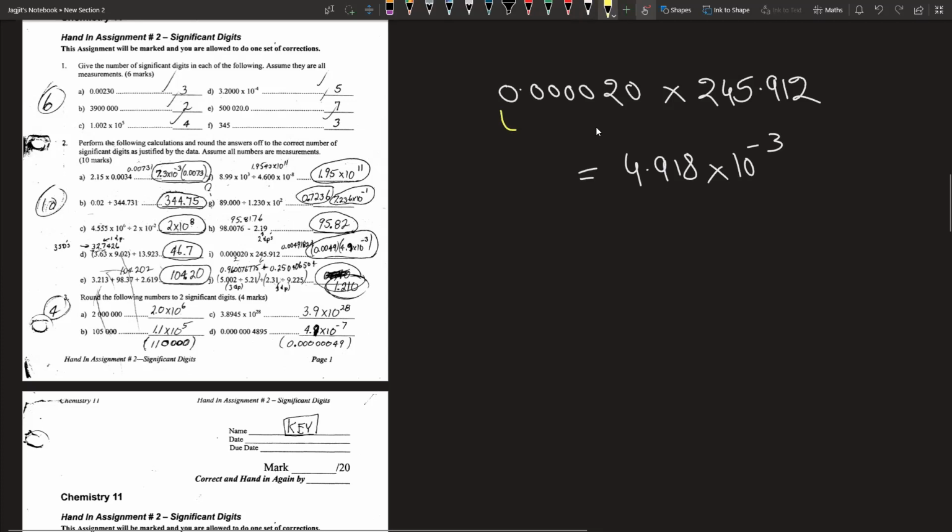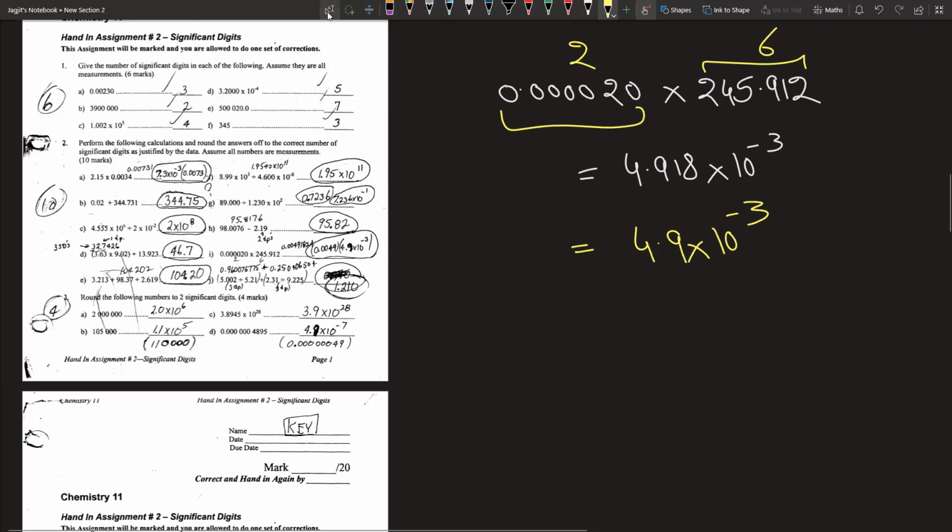So ask yourself, how many sig figs do I have here? 1, 2. These zeros don't count. 2. And on here, that's 1, 2, 3, 4, 5, 6. My answer should have the least out of those 2, which is only 2. So this should be 4.9 times 10 to the power minus 3. Does anyone have any questions?